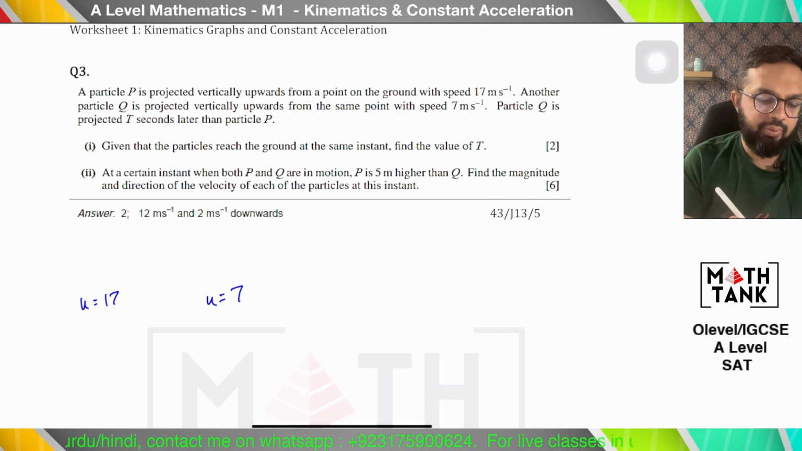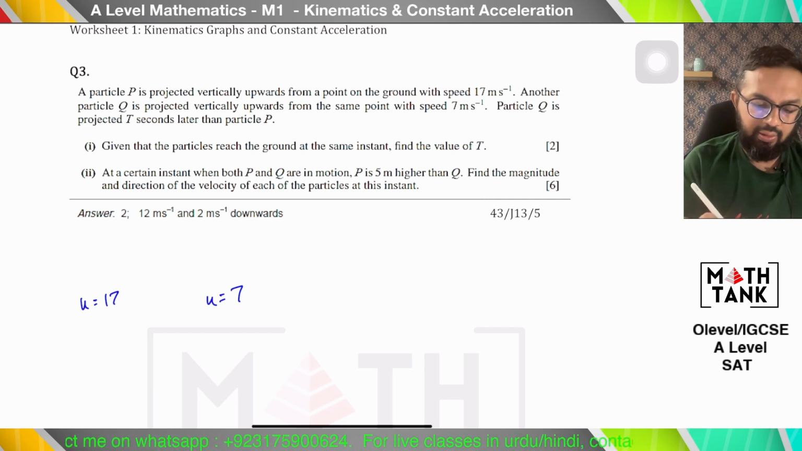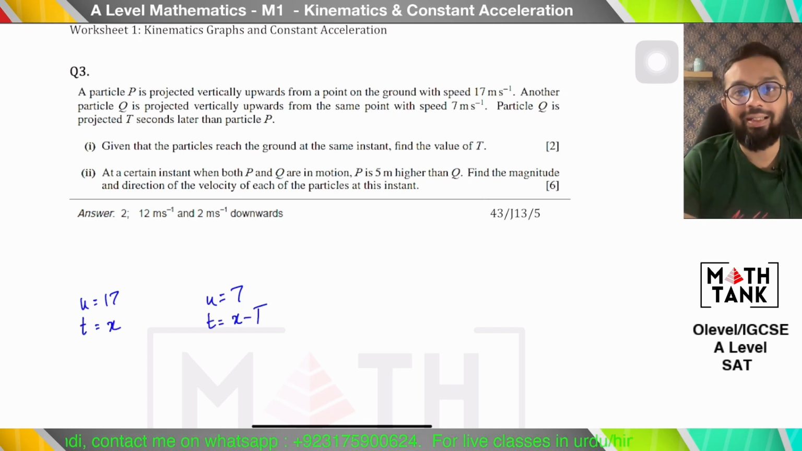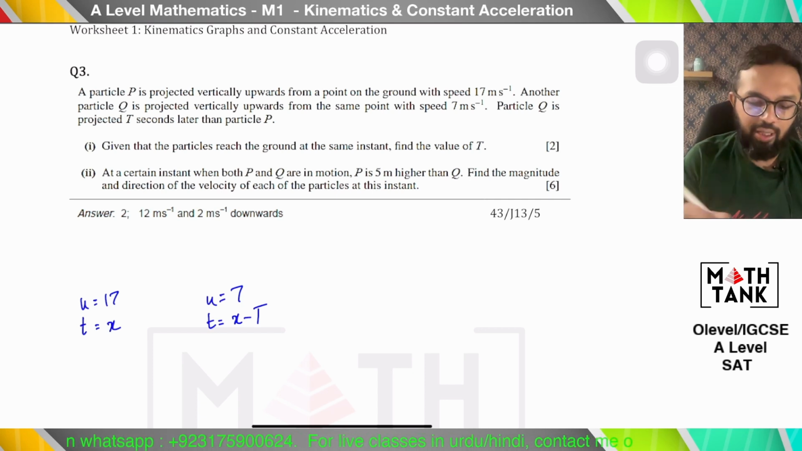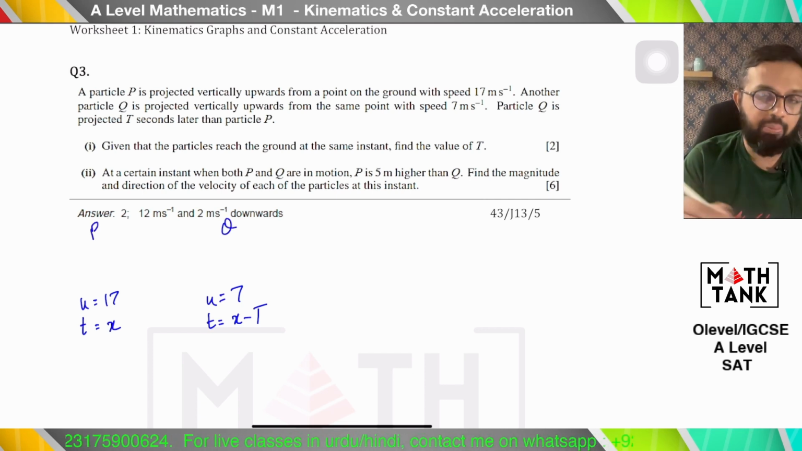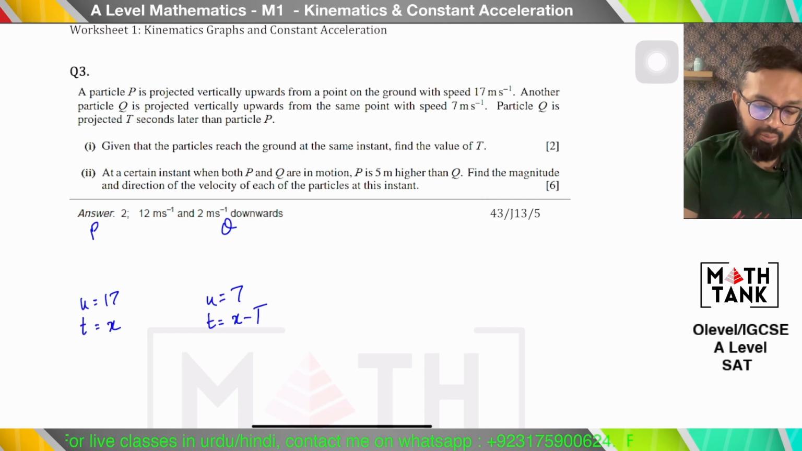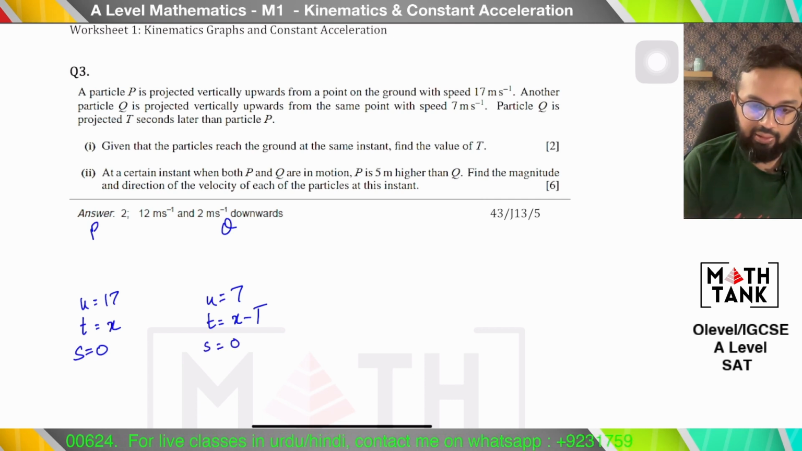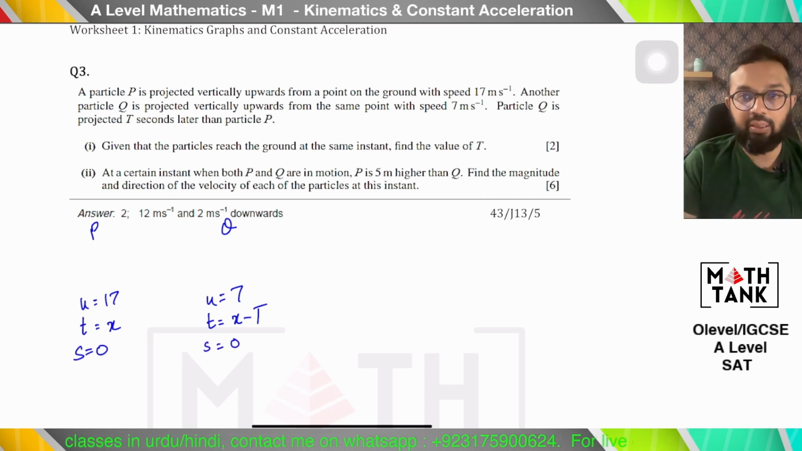Okay. T seconds later than, so capital T. I'm going to call this time x, and this as x minus T, because this is the time traveled. Q will travel for a lesser amount of time than P does. Okay, given that the particles reach the ground at the same instant, so s equals 0 and s equals 0, so they reach the ground at the same time.